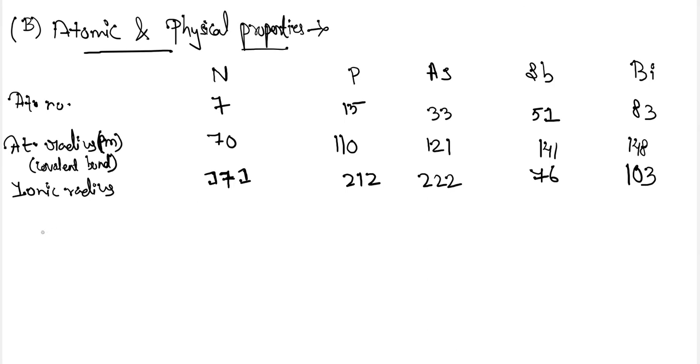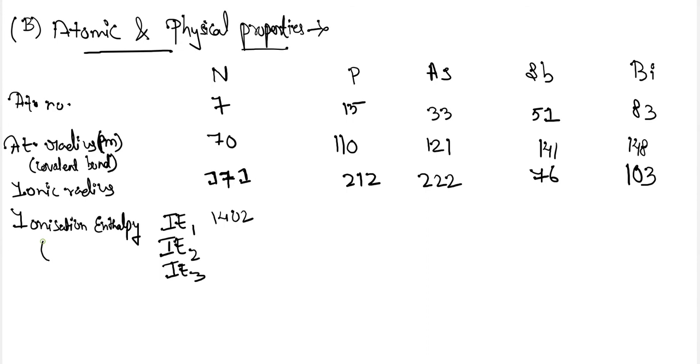Next, ionization enthalpy. For nitrogen, three ionization enthalpies will be there because three valence electrons are present here. So three different ionization enthalpies. The first ionization enthalpy for nitrogen is 1402 kilojoule per mole. It is expressed in kilojoule per mole. Then 2856 kilojoule per mole, and 4577 kilojoule per mole.